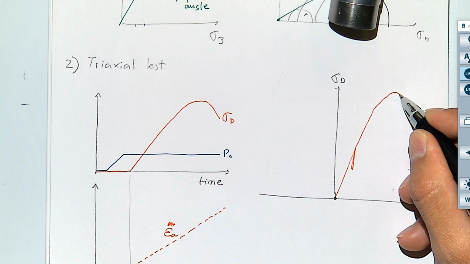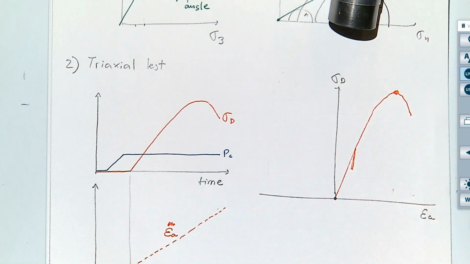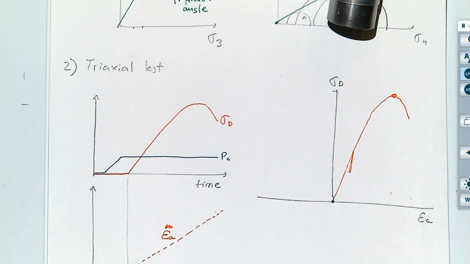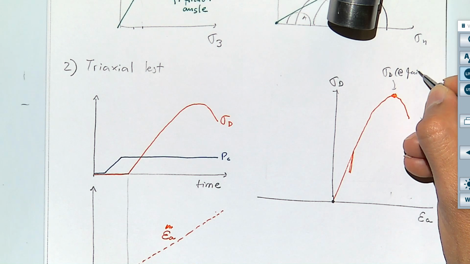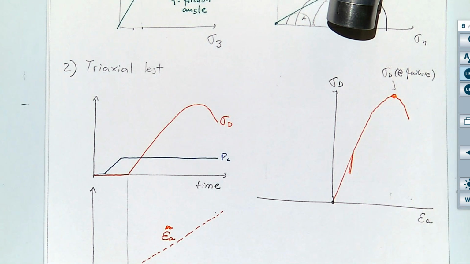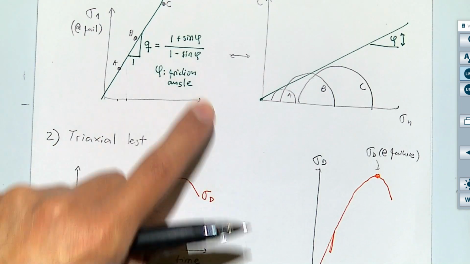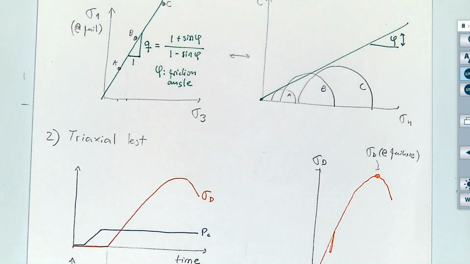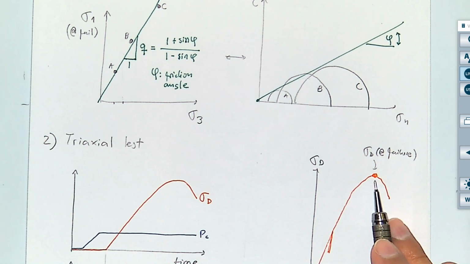But then it will go through a peak, and that's the value of sigma d at failure, which is the one that you have to use in these tests over here. It is the maximum value. That's when we're interested in failure. Remember, it's not any of these values, it's the maximum.